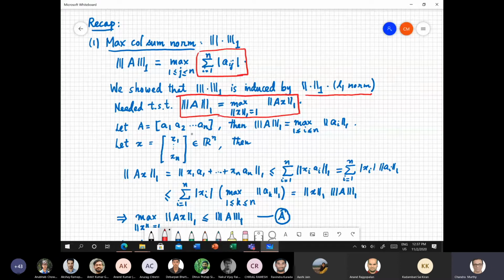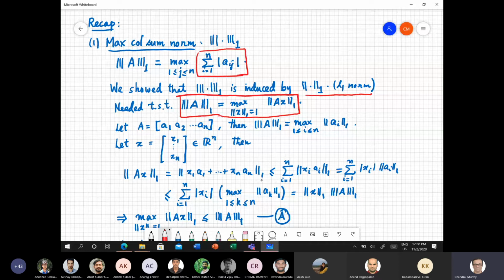So if A1 to An are the columns of A, then clearly by definition the maximum column sum norm of A is the maximum over i going from 1 to n of the L1 norm of the ith column of A. Now, if you define a vector x1 to xn and you look at the L1 norm of Ax, that is just expanding it out in terms of the columns. It is the L1 norm of x1 A1 plus etc. up to xn An.